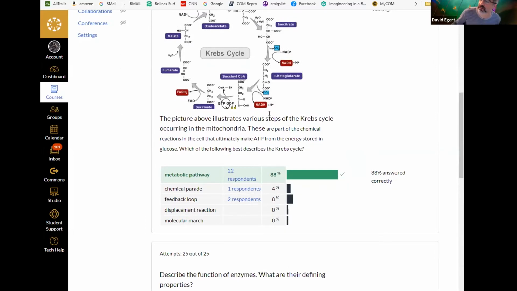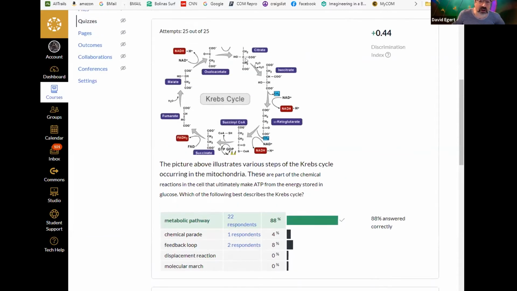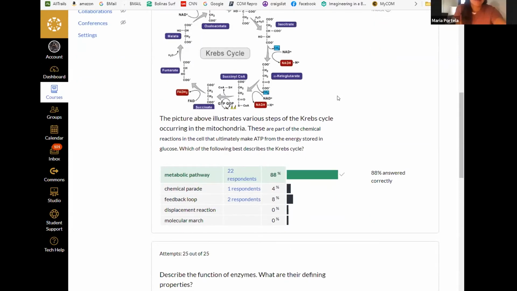The picture above illustrates various steps of the Krebs cycle in the mitochondria. We're going to be looking at all this very explicitly in the coming week. But we just have some molecule going to some other molecule, going to some other molecule. What do we call this when you have a chemical reaction that happens in multiple steps, one after another? A metabolic pathway, yeah. And we're going to see a bunch of these.